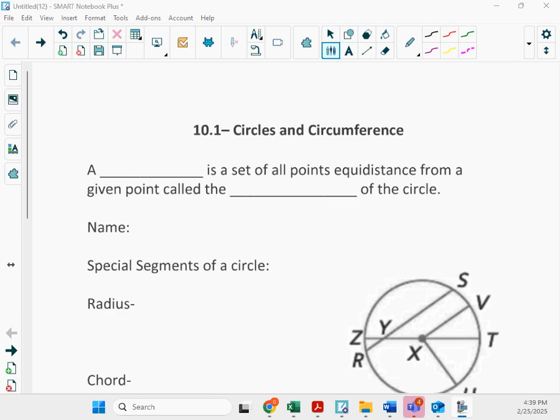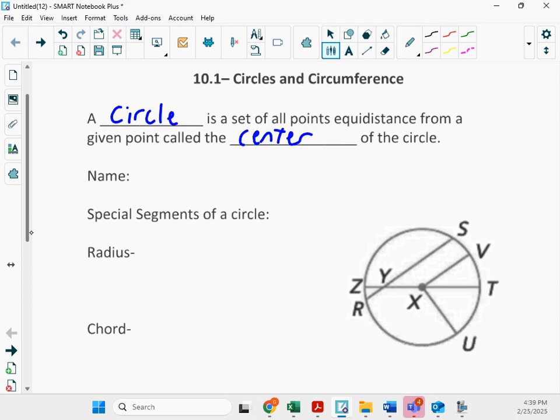So here at the very beginning, a circle is a set of all points equidistant from a given point called the center of the circle. Essentially, if I give you this point, all of these points are going to be equidistant, the same distance away from that center. If one point is 8 inches away, they're all going to be 8 inches away. We never get closer or further away from the center. We name a circle by the center point. So this circle right here would be circle X.